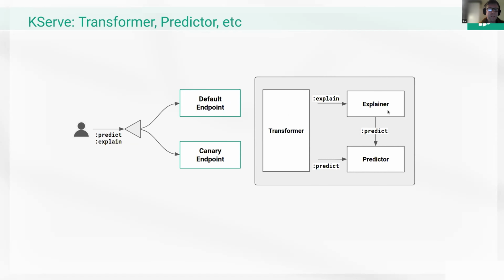And then, as I said, A/B testing is supported. So when predictions come in, they can be sent to different endpoints. You might have 95% of the traffic going to the default one and 5% to the new canary.